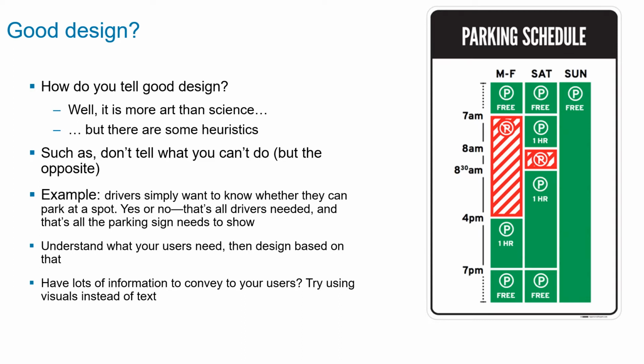All you need to know is yes or no. We will probably in the future have some smart street signs that will be able to convey such information in a much neater way, but for now we could design something better. So for example, this suggestion on the right here is an improvement of the original idea. The idea was that we want to understand what the users need and then design based on those needs. So if we have a lot of information that we need to convey, let's not print it out, let's not use text, but let's use some visuals instead.